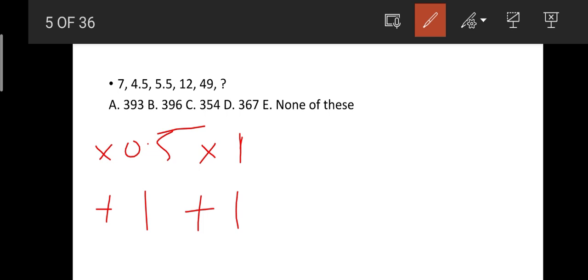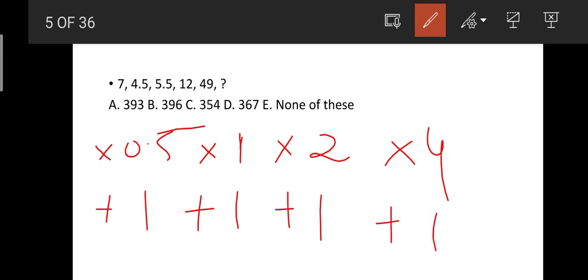Okay, for 5.5 to become 12, they must be multiplying with 2 and then adding 1. 5.5 into 2 is nothing but 11, plus 1 becomes 12. Okay friends, and then for 12 to become 49, they should be multiplying with 4 and then plus 1. Okay, 12 fours are 48 and then plus 1.